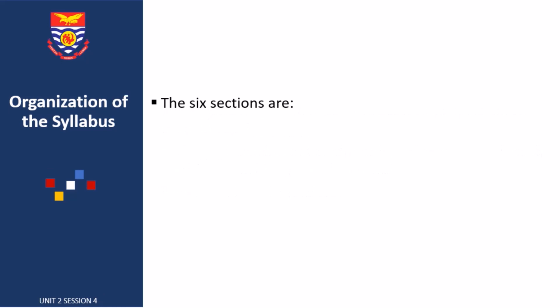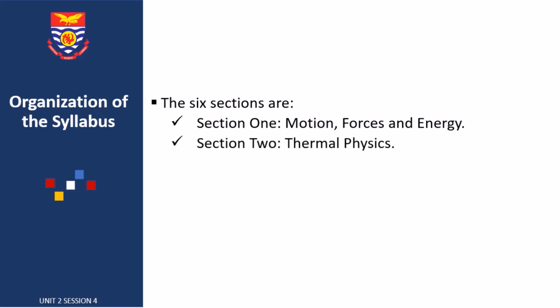Now these 6 sections are: Section 1, we talk about motion, forces, and energy. So here we talk about the various types of motion, how forces are able to influence motion, the effects of forces on motion, and energy conservation. Section 2 talks about thermal physics. Here we talk about heat, temperature, and its measurement, the kinetic theory, heat transfer. Section 3 talks about waves. So under waves we have reflection of light, refraction of light, sound waves, EM waves. All these are being discussed in Section 3.